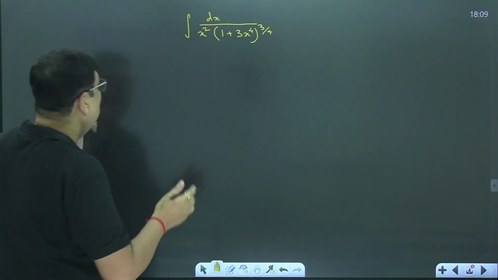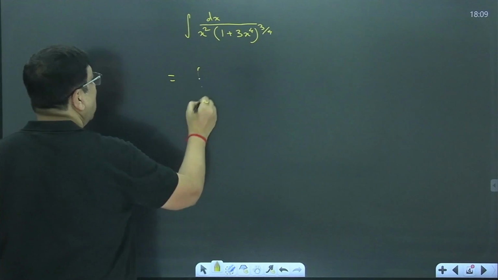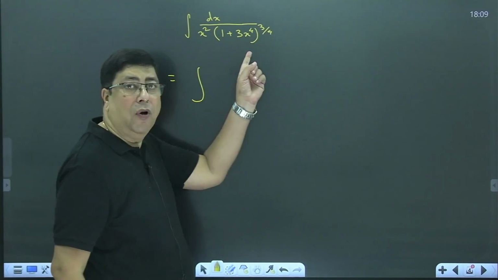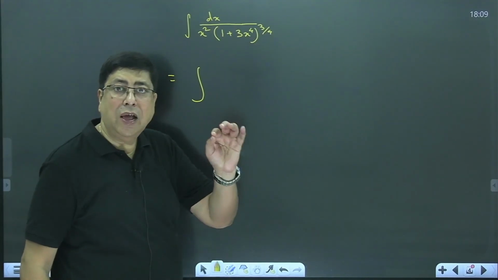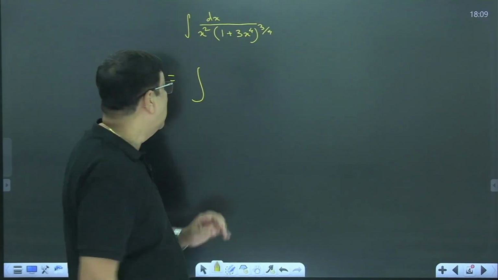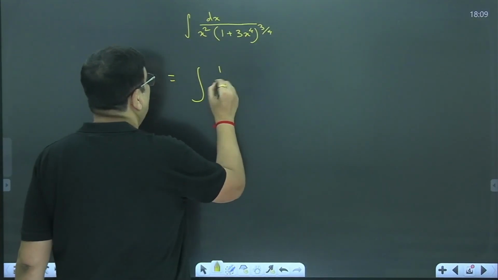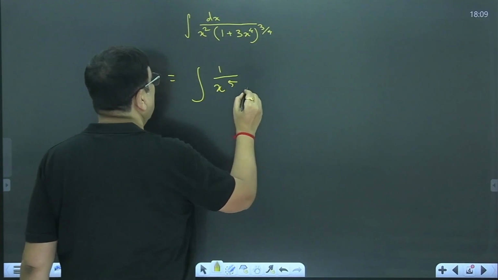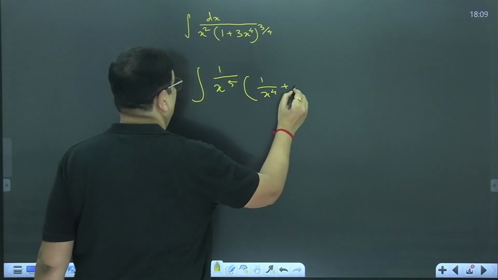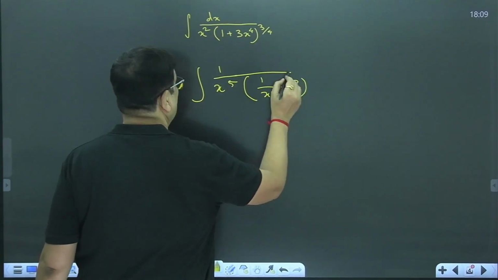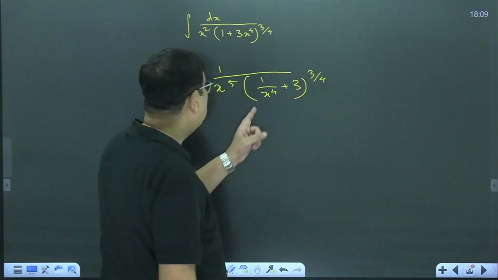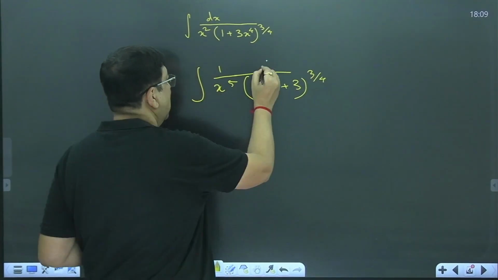Okay. So first of all, what will we do here? We can take x to the power 4 outside. If we take x to the power 4 outside, it is coming out as x to the power 3 outside x to the power 4. It means we are getting here 1 by x to the power 5 into (1 by x to the power 4 plus 3) whole to the power 3 by 4. So we are saying that its derivative is this, dx is it is.